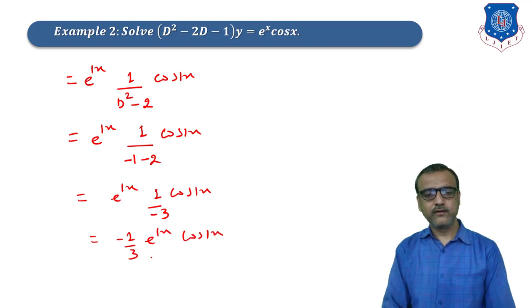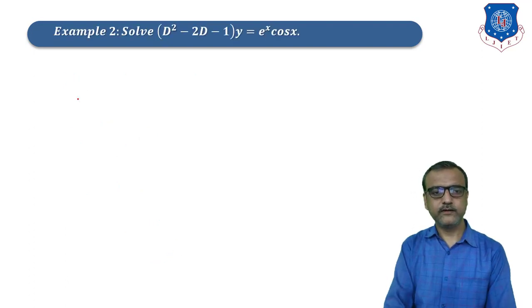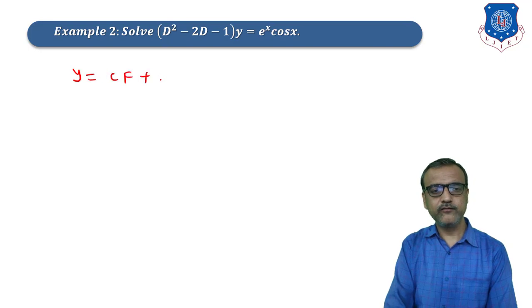So at last we will write down the general solution, and the general solution is given by y equals CF plus PI.